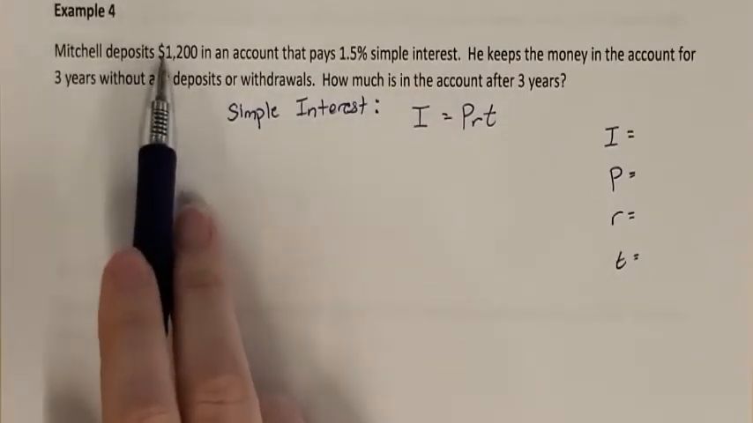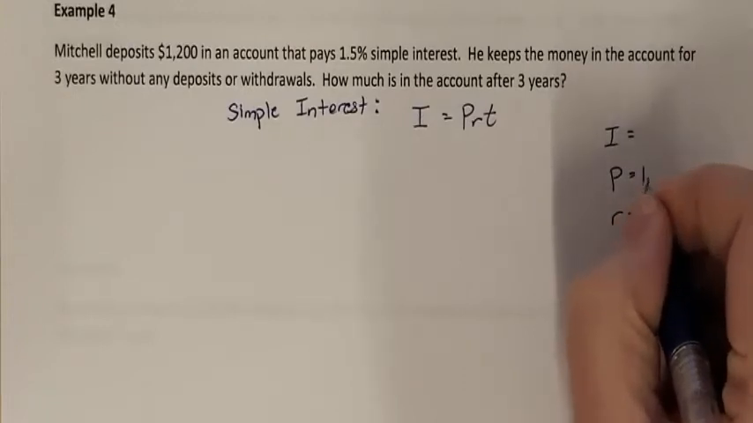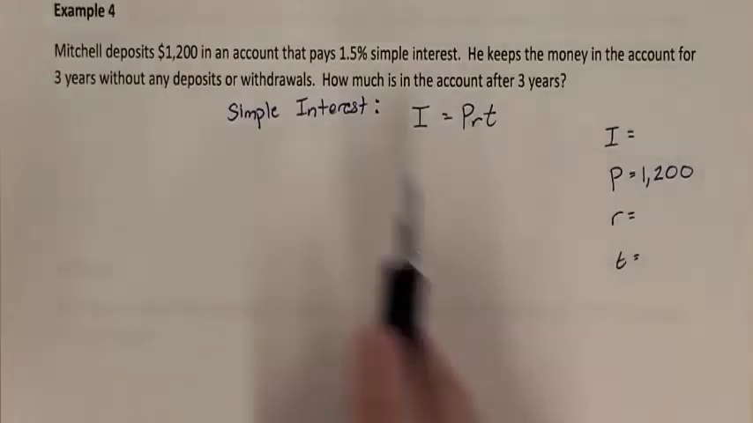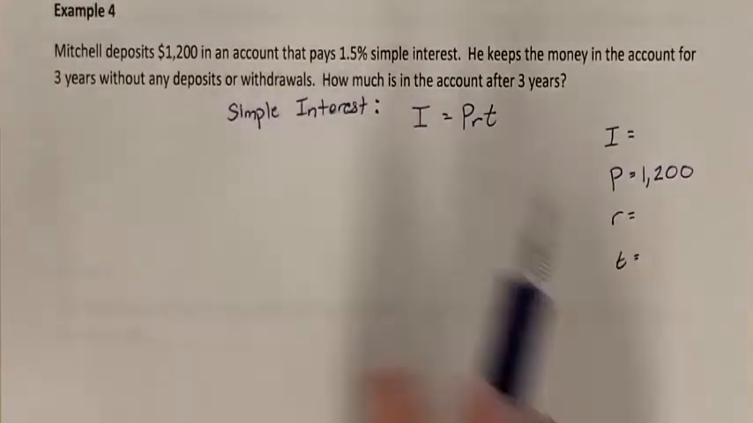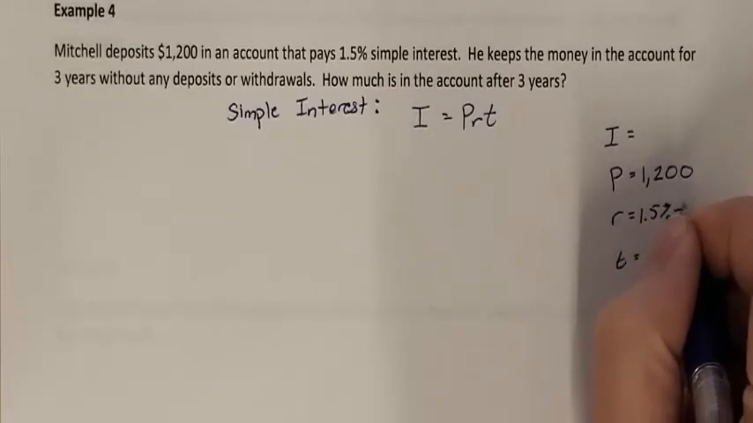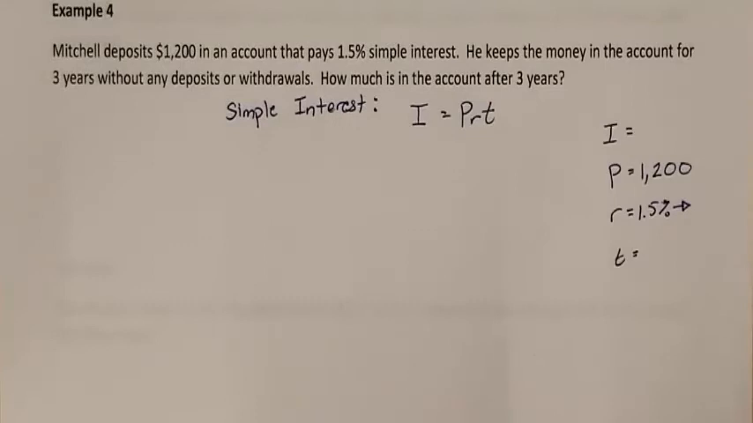Mitchell deposits $1,200. That's the initial principal. So $1,200 is how much they put in at the very beginning. The account pays 1.5%. So my rate is 1.5%. But your rate needs to be converted into a decimal. So how do I convert a percent to a decimal?